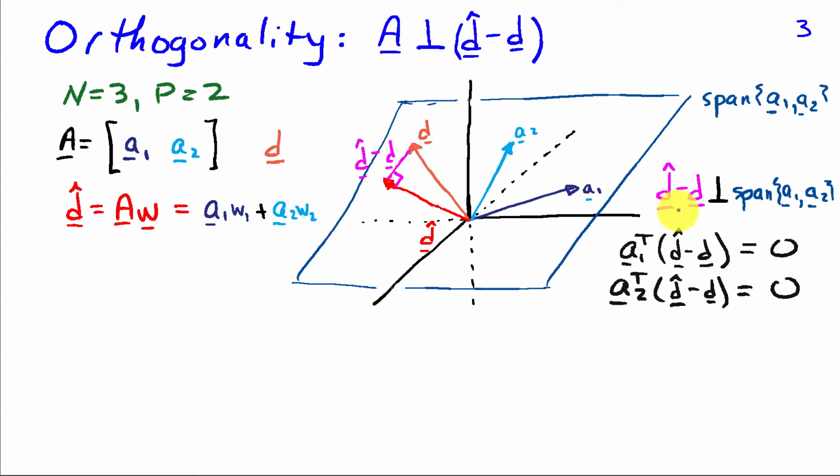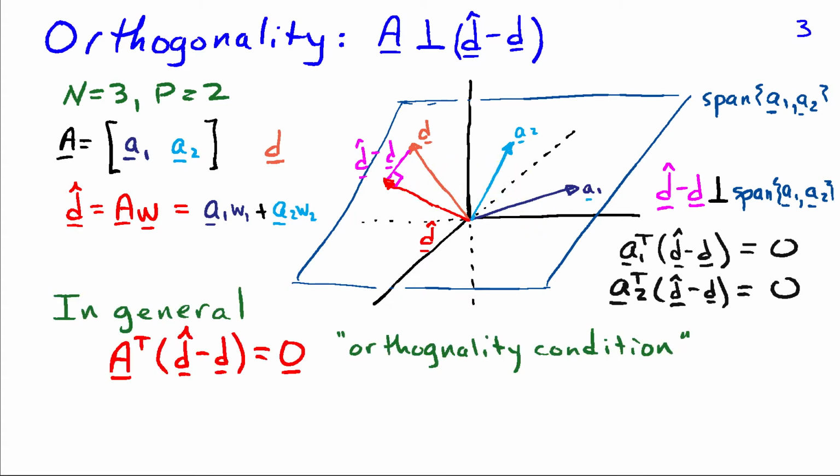So this tells us that d hat minus d has to be orthogonal to the span of these two vectors, A1 and A2. Remember, orthogonality meant that inner products were 0, and the inner product of A1 with d hat minus d has to be 0. Similarly, since this also has to be orthogonal to A2, then A2 transpose times d hat minus d must also be 0. And if I'm orthogonal to A1 and A2, I'll be orthogonal to every point in this plane.